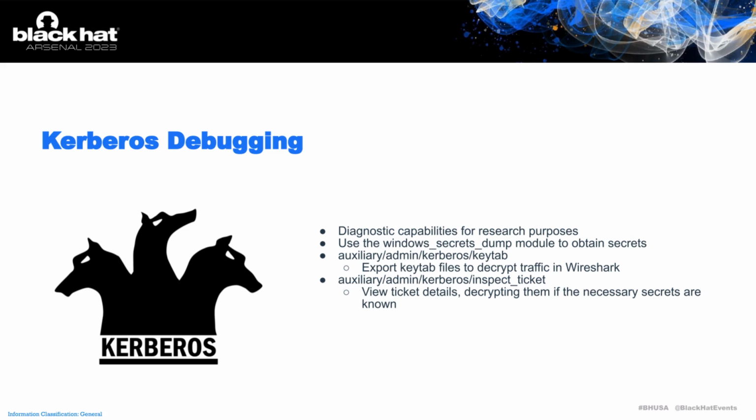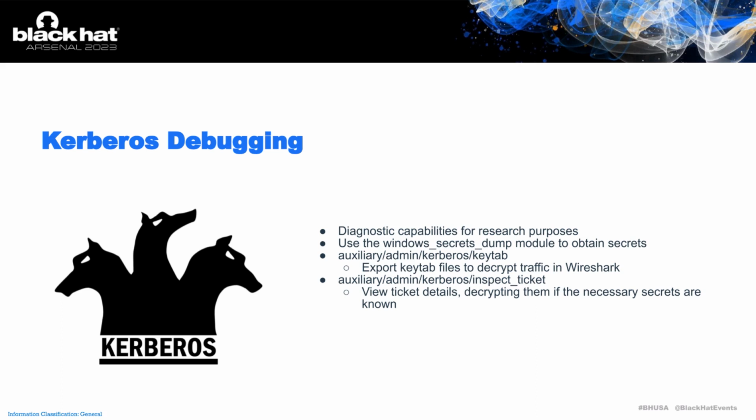But first up, we have the Kerberos keytab module, and that allows us to export the information that is stored in the Metasploit database. That would have been populated by the Windows secrets dump module, as we will see. And once that keytab file has been extracted, it can be utilized in programs such as Wireshark to be able to decrypt the Kerberos traffic from the packet capture.